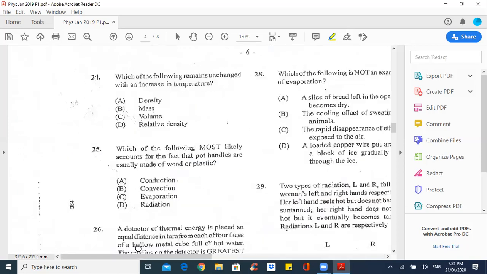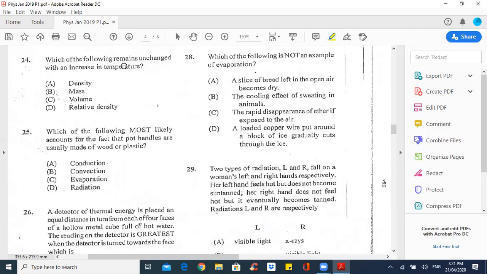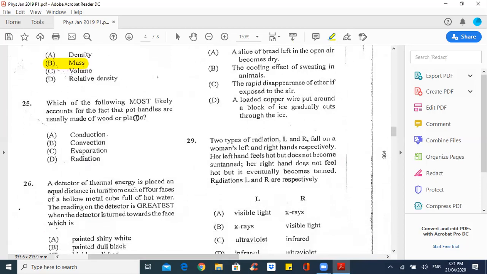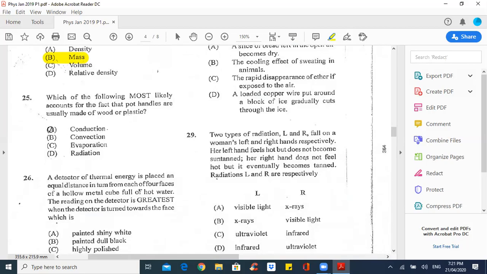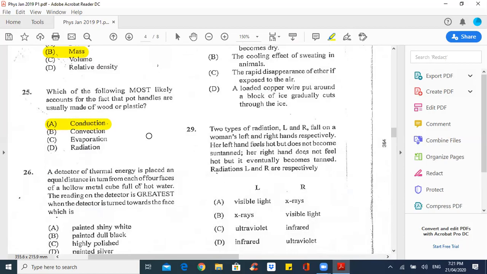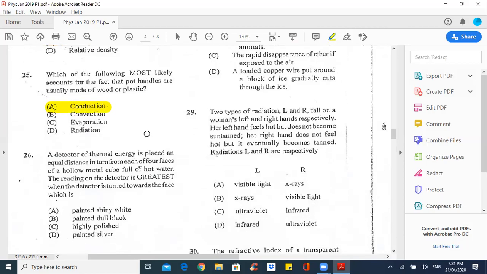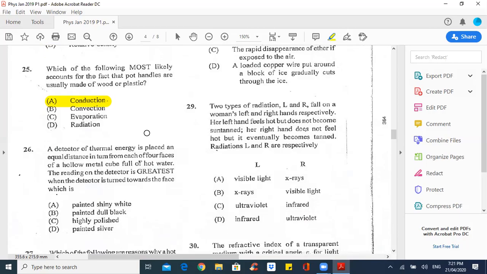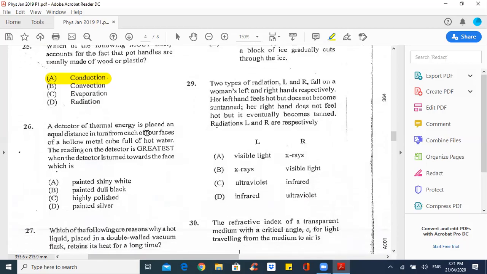Number 24. The question here says, which of the following remains unchanged with an increase in temperature? B, mass does not change with temperature. Density changes with temperature because volume changes, and if volume affects density, then density affects relative density. Mass stays constant. Which of the following most likely accounts for the fact that pot handles are usually made of wood or plastic because of conduction? Why does the heat travel up the metallic handle of the pan? So you use either plastic or wood. In some cases, they use other materials.